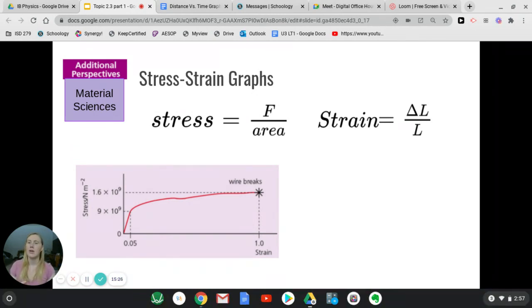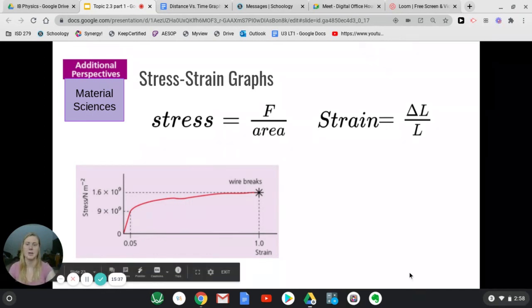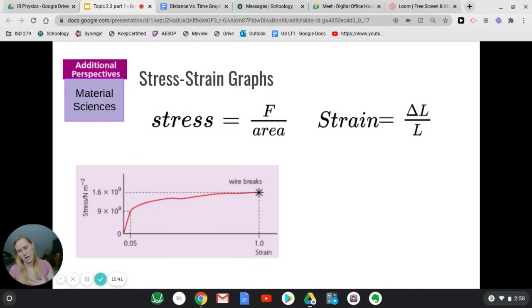And so engineers like to use stress strain graphs to watch their materials and figure out when they fail. And so this is a stress strain graph that's from your IB textbook. And so stress is just a measurement of how much force you have on an area of an object.